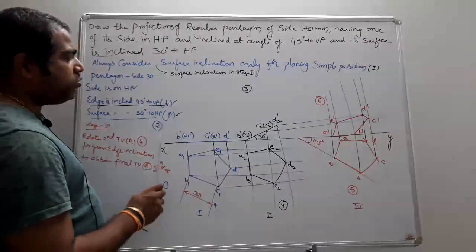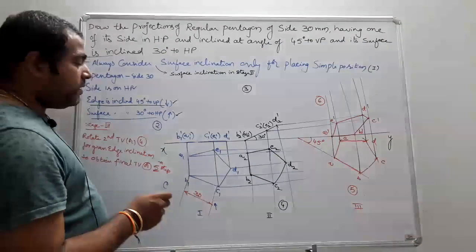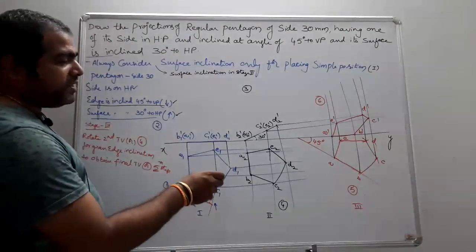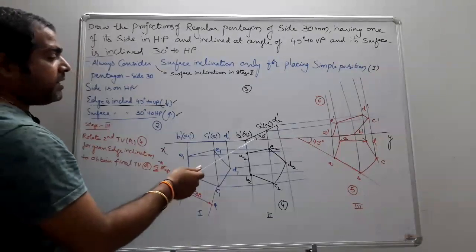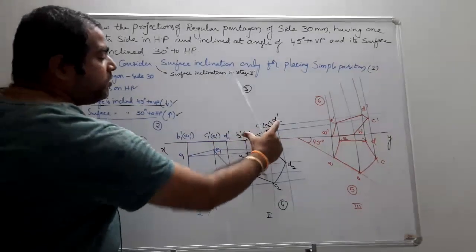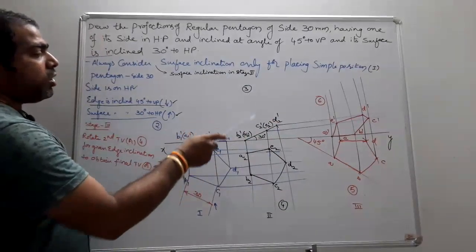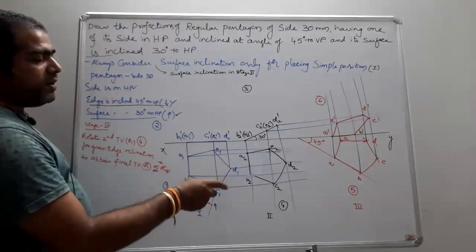We know that 2 and 3 come beside each other. We know already 2. 2 is to be reconstructed on this 30 degrees line. So that becomes your reconstruction here to here. Next, the top view is going to be seen, which comes below XY line.